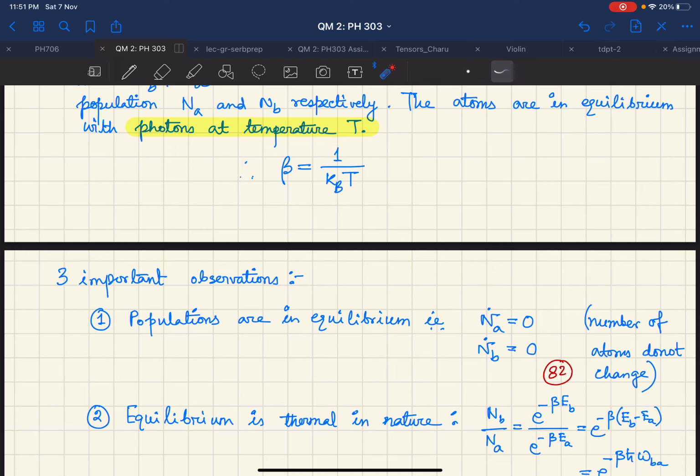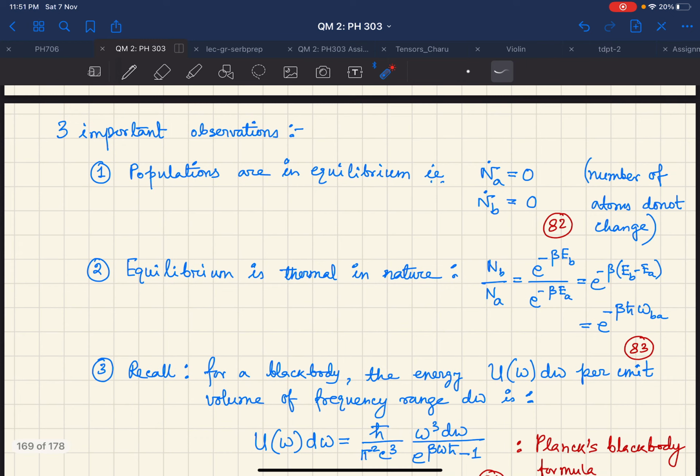Now, I also want to claim that the equilibrium I am talking about is some kind of thermal equilibrium. And you know that in thermal equilibrium, we can write down the relation Nb by Na equals e to the minus beta Eb by e to the minus beta Ea. Therefore, you can write this as e to the minus beta (Eb minus Ea), but Eb minus Ea is nothing but h bar omega Ab or omega Ba.